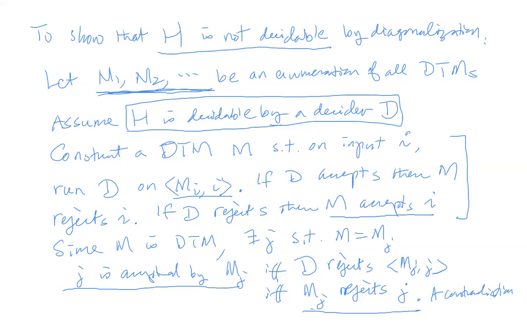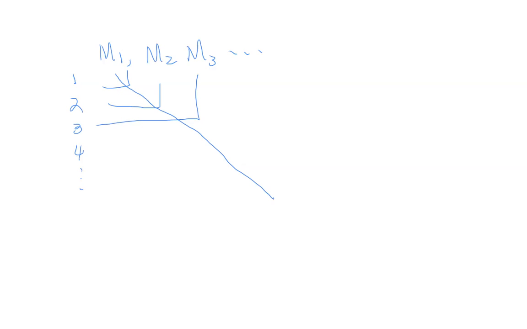So this is a diagonalization. So why is it a diagonalization? Because, let me start anew. This is what I'm looking at. You have M1, M2, and so on. There are infinitely many Turing machines. All of the Turing machines are here. And then you look at your inputs, all possible inputs, 1, 2, 3, and so on. What I'm looking at is the diagonal. I want to know whether M1 accepts 1, and M2 accepts 2, or M3 accepts 3. So that's why it is called diagonalization.